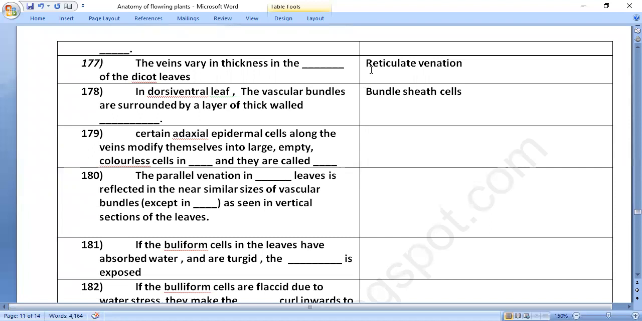and they are called bulliform cells. The parallel venation in monocot leaves is reflected in the near similar sizes of vascular bundles except in the main vein, as seen in vertical sections of the leaves.